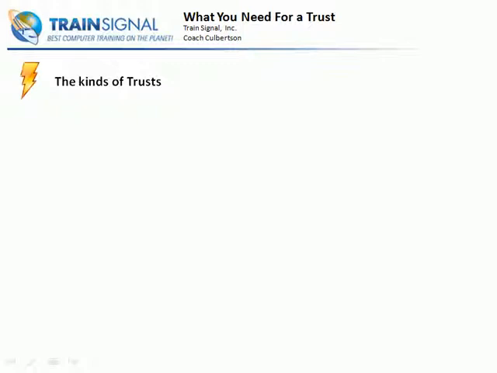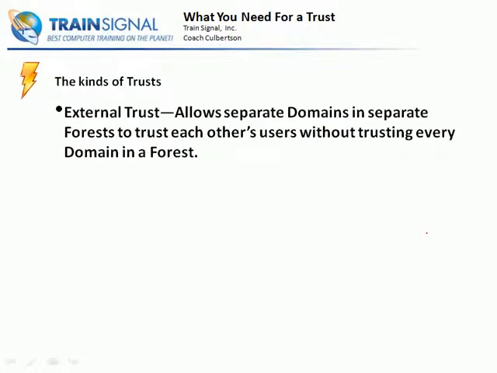When you start off thinking about trust, what kind of trust are you going to create? Now, there's an external trust. An external trust allows separate domains and separate forests to trust each other's users without trusting every domain in the forest. Let's say that we only wanted Verde Petra's users to have access to stuff in the Chicago location. Well, then we would set up a trust between Verde Petra and na.globalmantics.com. Now, Verde Petra would have no access then to the New York location. That is one possible solution. Now, that's not what we want to do, but that's just an example.